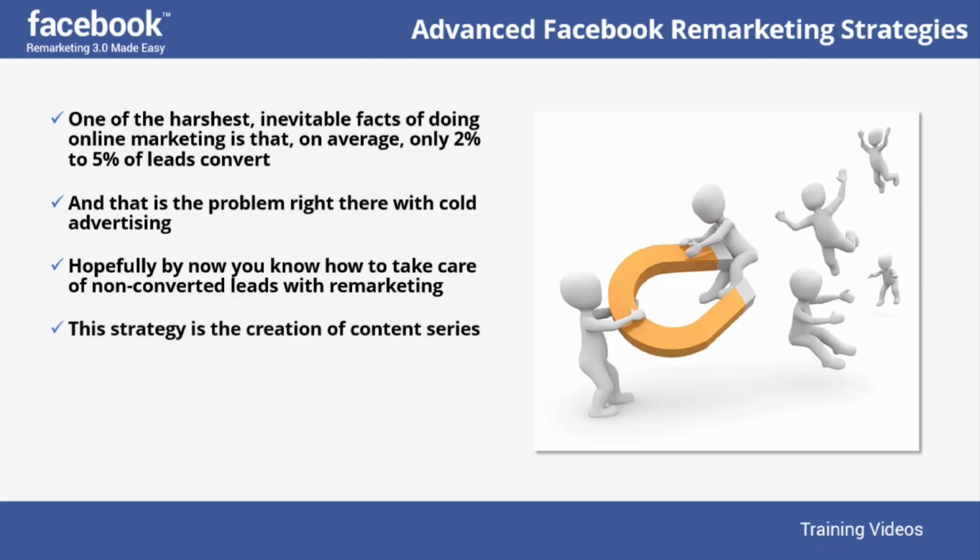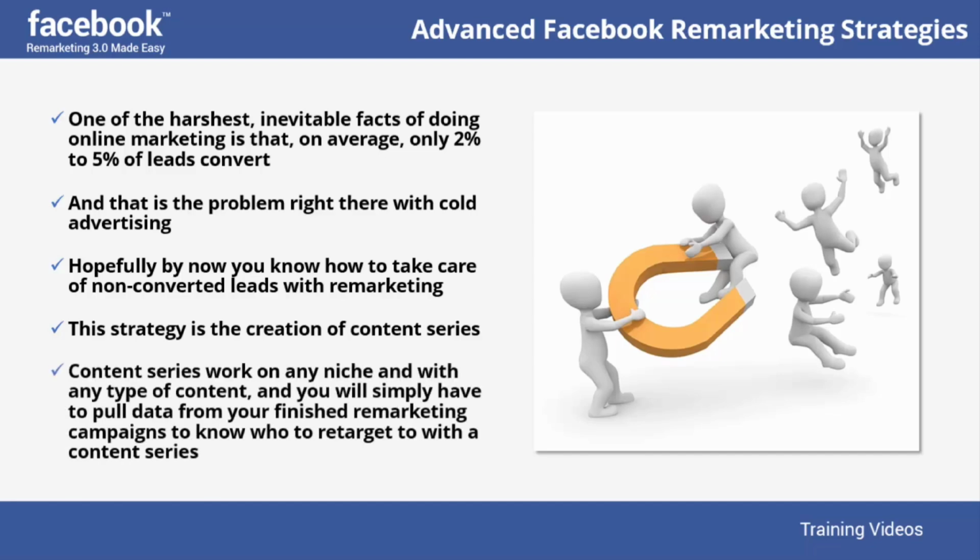This strategy is the creation of content series. Content series are a linear series of content that are distributed as episodic content. Content series work well because they allow you to capture the attention of uninterested leads in incremental steps. Content series work on any niche and with any type of content, and you will simply have to pull data from your finished remarketing campaigns to know who to retarget to with a content series.